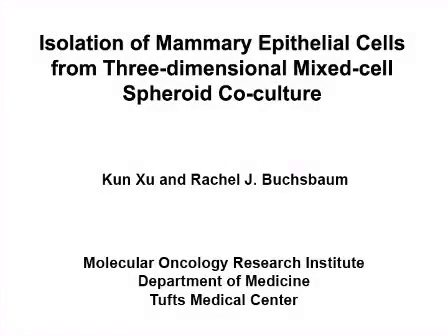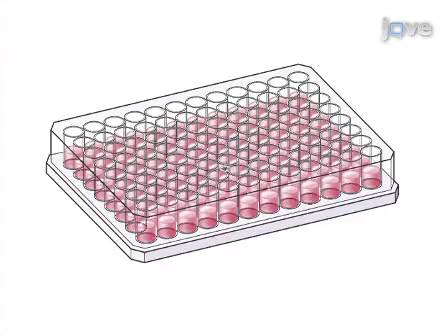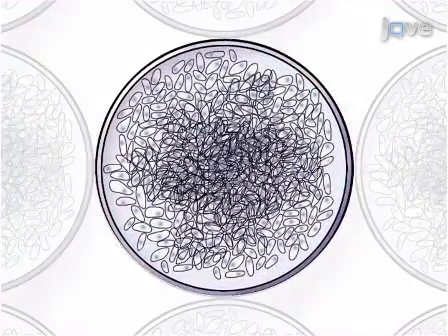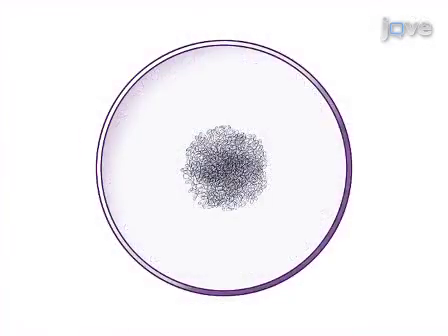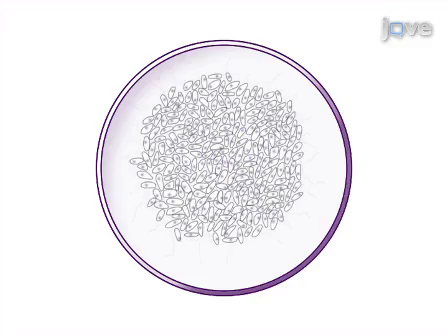The overall goal of this procedure is to derive epithelial cells from three-dimensional mixed cell tissue cultures in order to analyze the effects of stromal fibroblasts on epithelial cell biology. This is accomplished by first establishing three-dimensional mixed cell spheroid co-cultures. The spheroids are then separated from the matrix culture in order to isolate the post-co-culture epithelial cells.